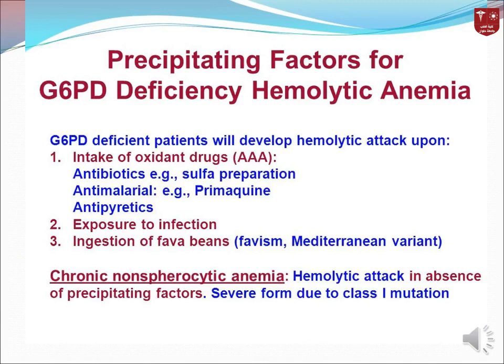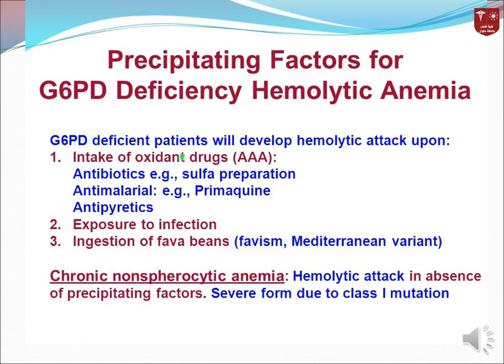Precipitating factors for G6PD deficiency hemolytic anemia. What are the factors which increase the hemolysis, in case the child has a genetic defect? Okay, so these precipitating factors increase the hemolysis in case there is G6PD deficiency.